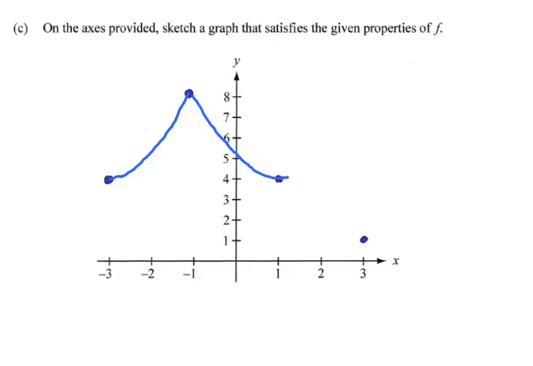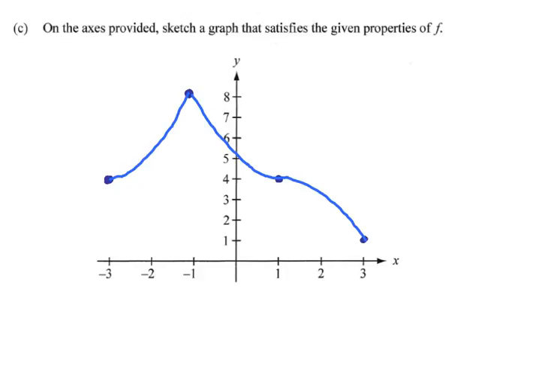The final interval is between x equals 1 to x equals 3, and we know that on that interval the function is decreasing and it's concave down, and so we draw a line segment that fits that criteria as well. And so that meets all the criteria that we have.